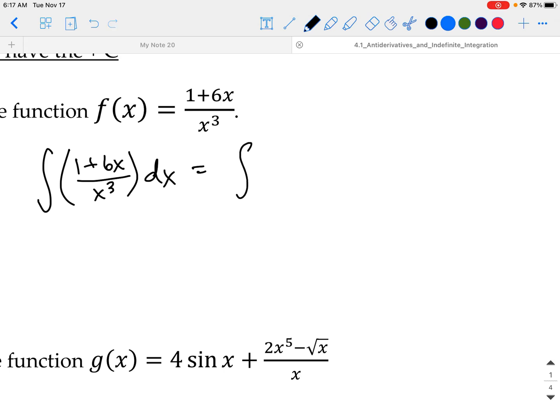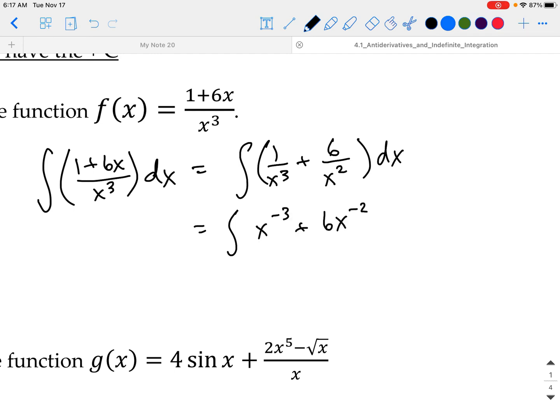So I'm going to split this as 1 over x cubed plus, and then 6x over x cubed will cancel in x. So we'll have 6 over x squared. And now we can work backwards by using our power rule because we've got x to the negative 3 plus 6x to the negative 2. You could leave it in the fractional form if you wanted to. So again, either form here.